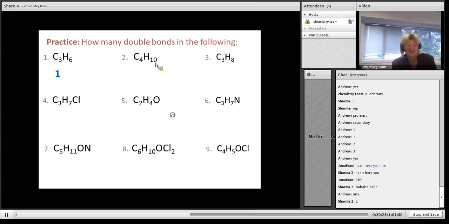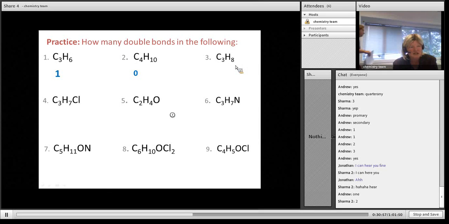Okay, Jonathan, I saw you were typing. That follows the formula of CnH2n plus 2. Because if you think, if n is 4, 4 times 2 is 8. So to get to 10, I have to add 2. So can you see it follows the CnH2n plus 2? And that's the same as an alkane. So an alkane doesn't have any double bonds in it. So it's 0. How about the next one?